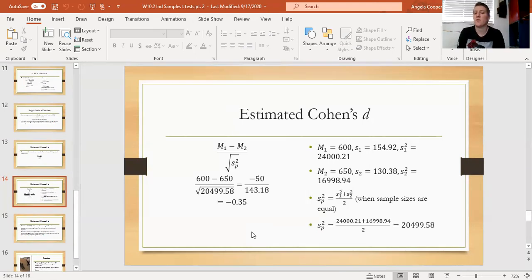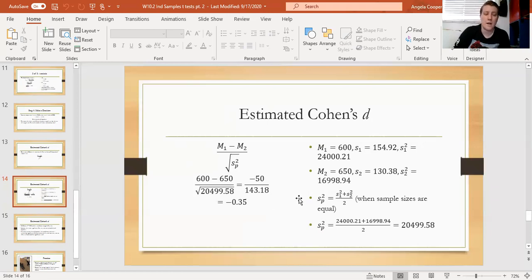So our mean for group 1 was 600. Our mean for group 2 was 650. So that's where we get the 600 minus 650. And we are taking the square root of the pooled sample variance. Again, I've written out the formula here just to keep us fresh, and then did it again. But we have 20,499.58 and finding the square root of that. So that equals negative 50 divided by 143.18. And that gives us a Cohen's d of negative 0.35.